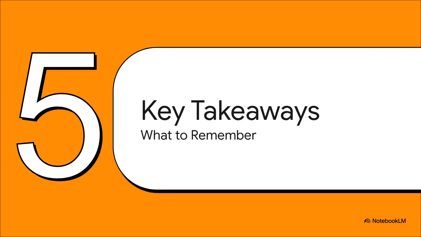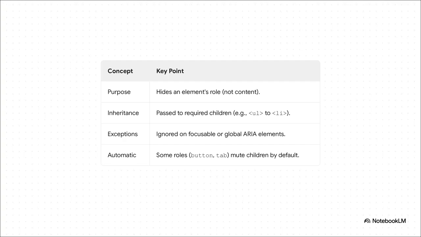Whew, okay, we've covered a lot. So let's boil it all down. What are the absolute key things you need to walk away with? First, its whole purpose is to be that semantic mute button. It hides a role, not the content. Second, don't forget about inheritance. It gets passed down to required children, like from a list to its items. Third, watch out for the exceptions. It gets ignored on anything focusable or with global ARIA attributes. And finally, remember that some roles, like button and tab, do all this muting for you automatically.